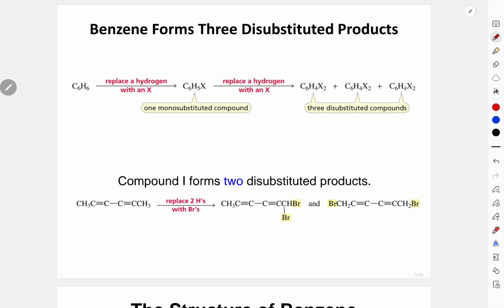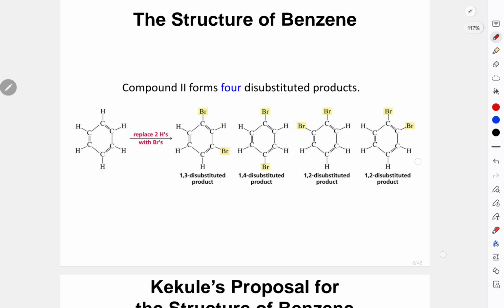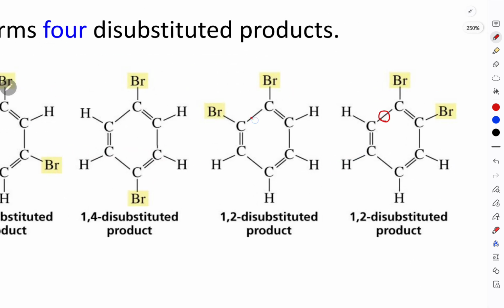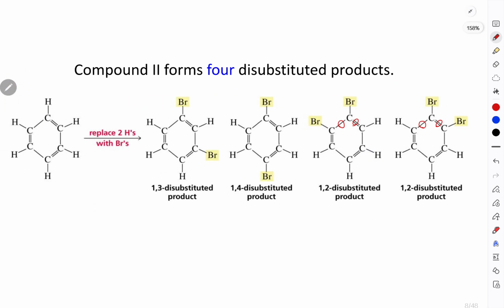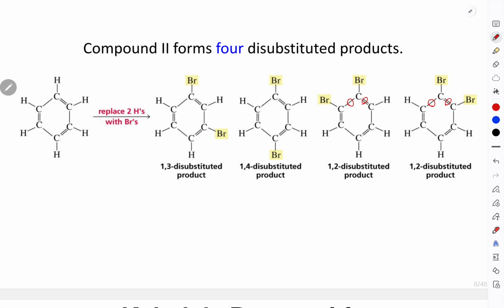Compound 2 still cannot satisfy it, since it actually forms four disubstituted compounds, right? If this structure is right, then these two disubstituted products have to be different, because there's a distance difference here and there, and also the bonding character is different. In this case, you have a double bond, and here you have a single bond. So if this structure is right, then these two have to be different, right?